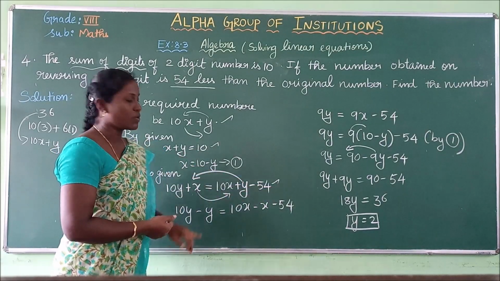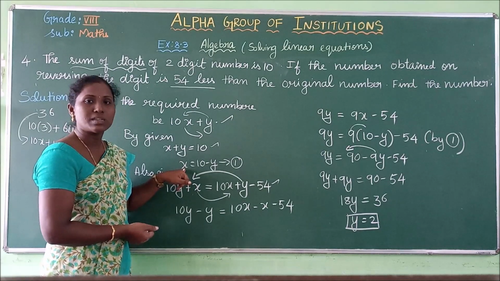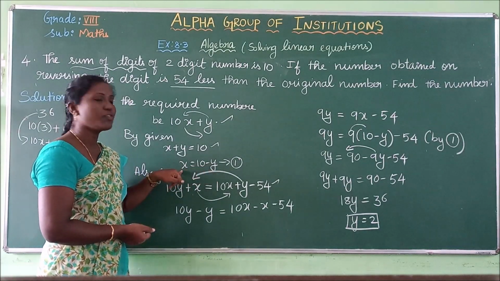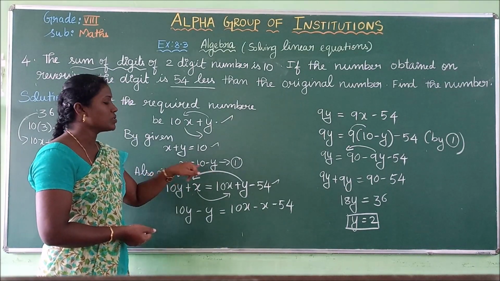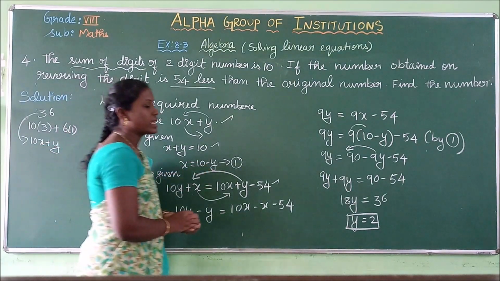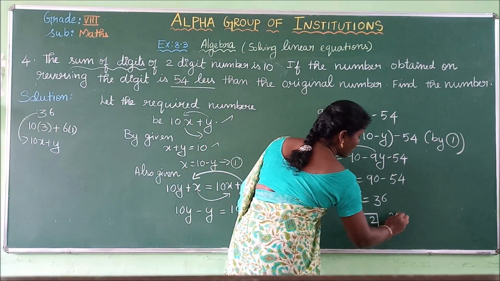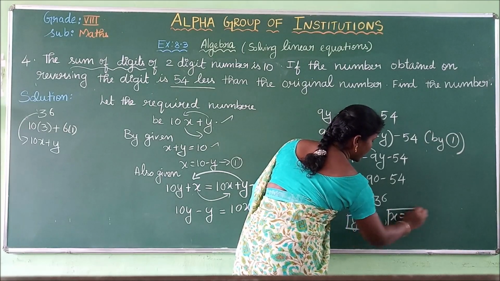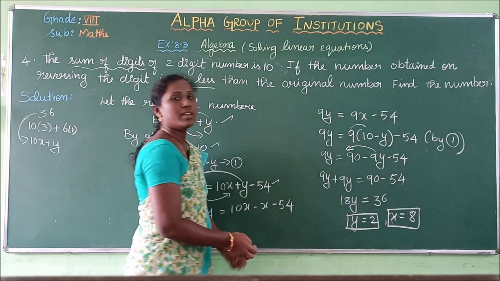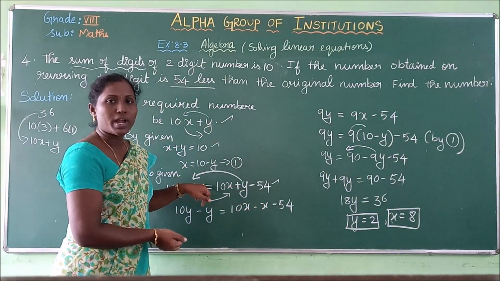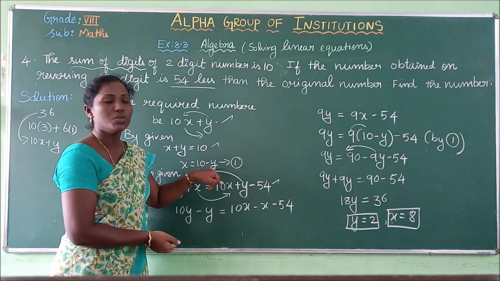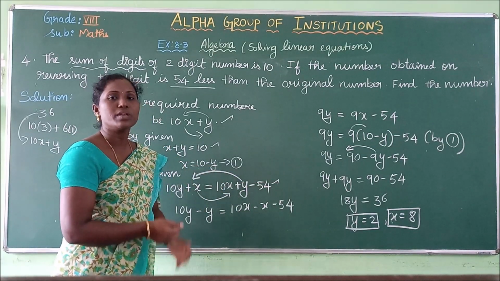So we got y is equal to 2. So if y is equal to 2 is substituted here, what will be the answer for x? x is equal to 10 minus 2. So we will get x is equal to 8. We substituted y in equation 1, that is 10 minus 2. So we got the value of x is equal to 8.